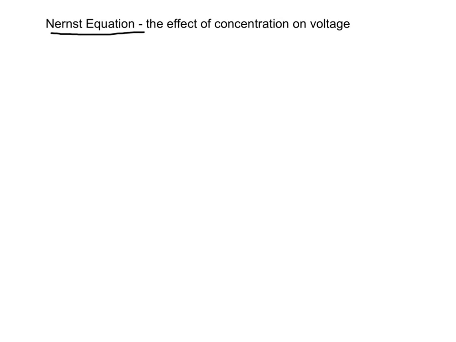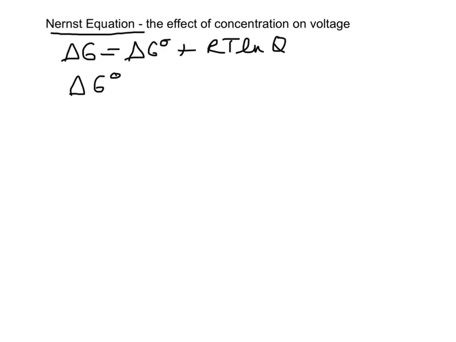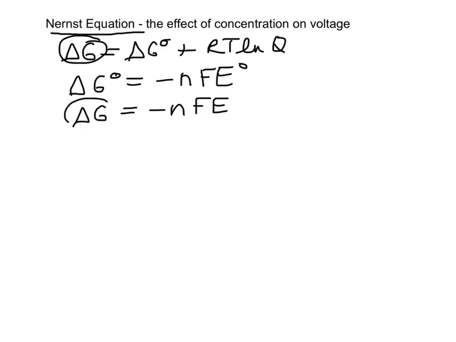So recall from an earlier chapter, we had delta G is delta G standard plus RT ln of Q. And we just learned that delta G standard is minus nFE0, and if that's true, then the same thing is true at non-standard conditions. So we just remove the standard conditions, and now we're going to set these two equations equal to each other.